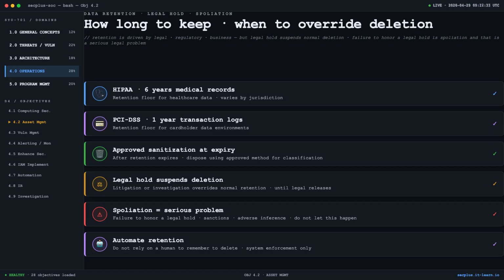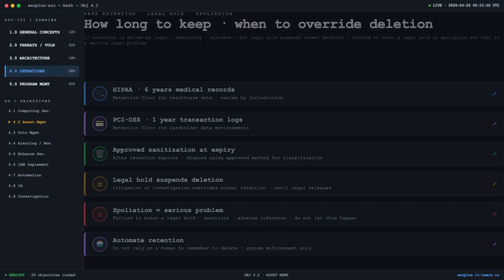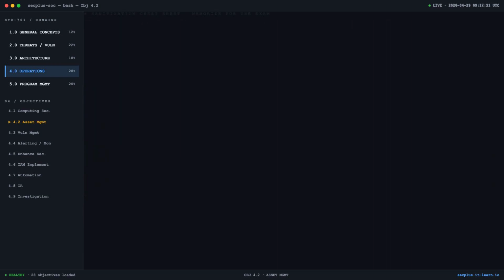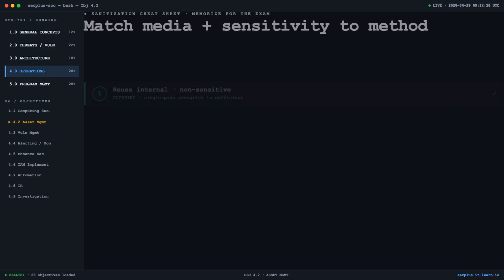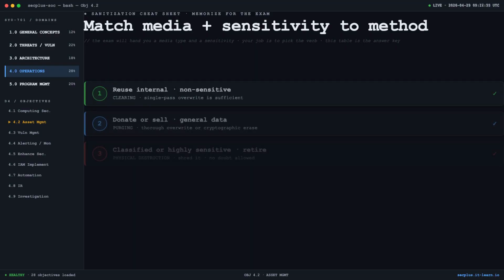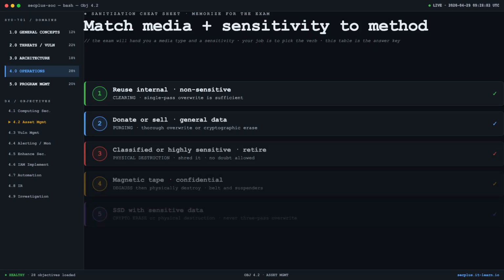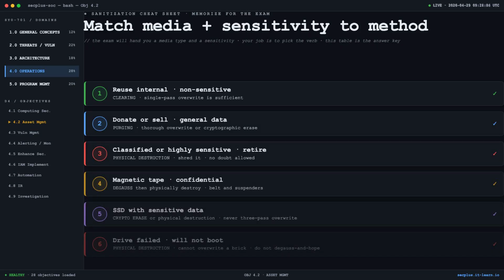Sanitization method selection. Let me give you the cheat sheet the exam will quiz on. Drive being reused internally with non-sensitive data: clearing, an overwrite. Drive being donated or sold with general data: purging, a thorough overwrite or cryptographic erase. Drive with classified or highly sensitive data being retired: physical destruction, shred it. Magnetic tape with confidential data: degauss and then physically destroy. SSD with sensitive data: cryptographic erase or physical destruction. Drive that failed and will not boot: physical destruction, because you cannot overwrite a brick.